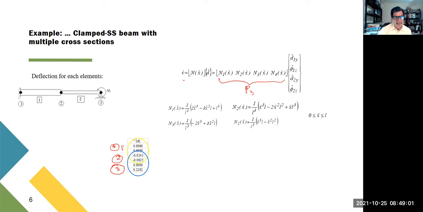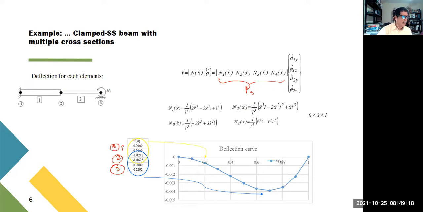approximate the displacements in this part here, which corresponds to the first element. Then we can take these 4 values, put them into here, and approximate the displacement in the second element. This is what we have here. Okay, so from here to here, this is element 1. From here to here, this is element 2.